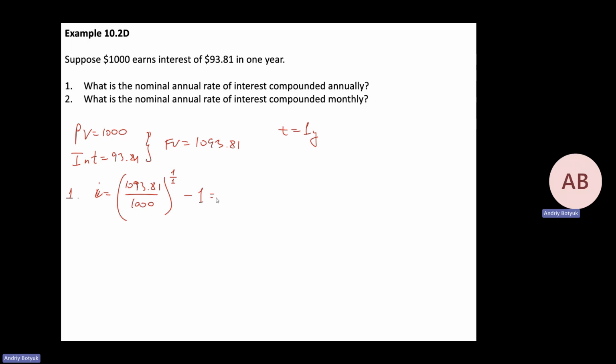So what is that? So I have 0.9381. So J1 is 9.381%.